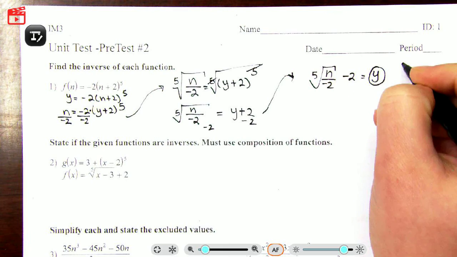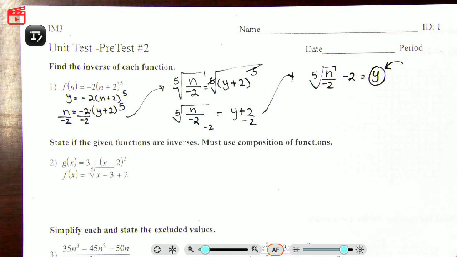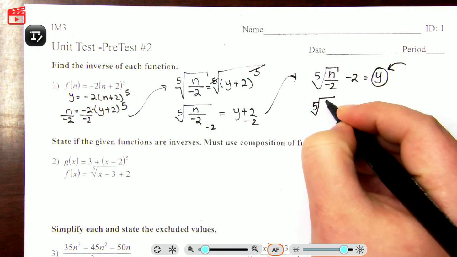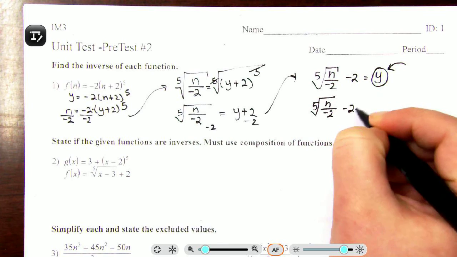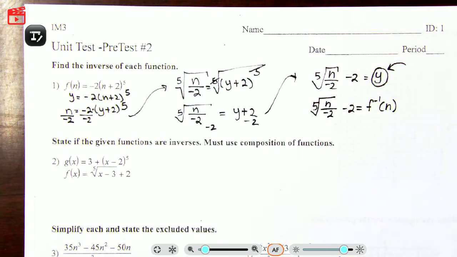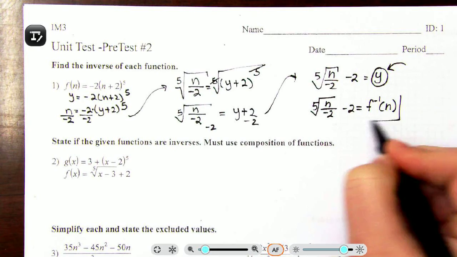Again, this is not an actual true y. This is the inverse function of what is given to us. So we need to use inverse notation. So it should be f, the inverse of f of n.